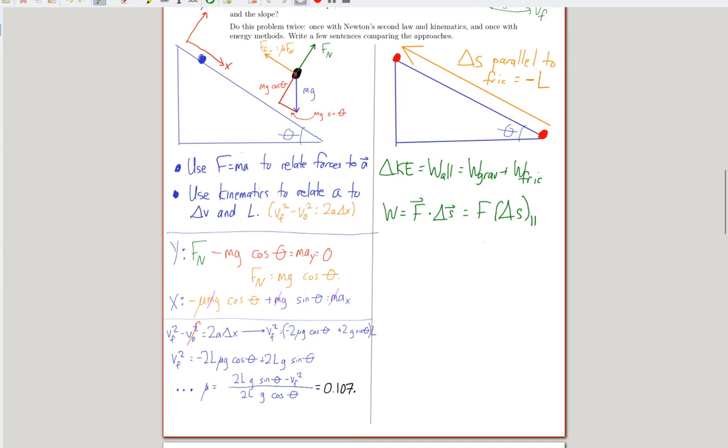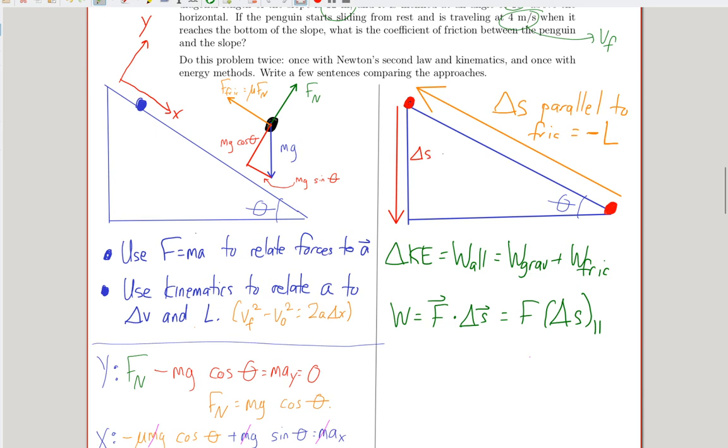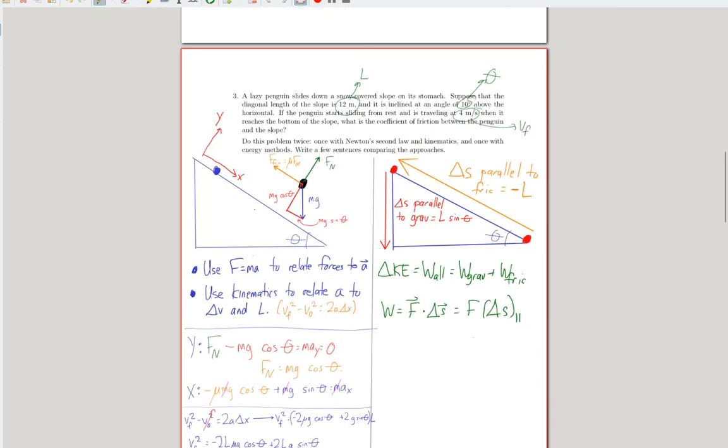But now thinking about gravity, only the displacement up and down counts for this. So here, the displacement parallel to gravity is going to be L sine theta, just the vertical piece.